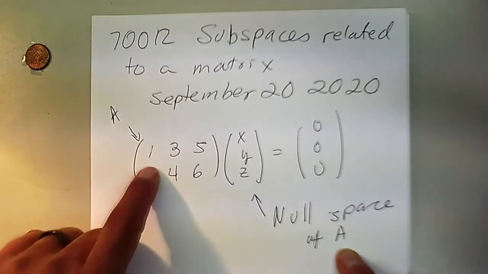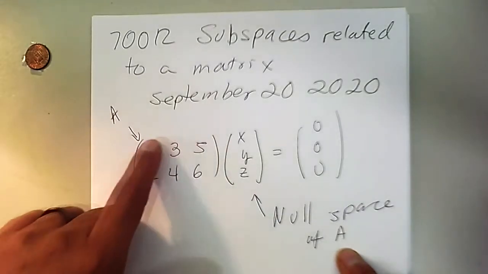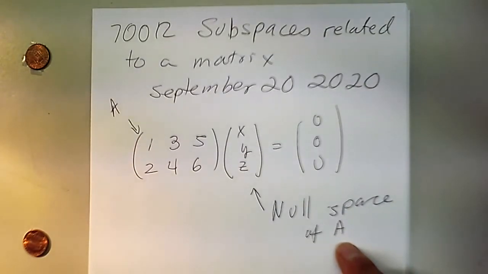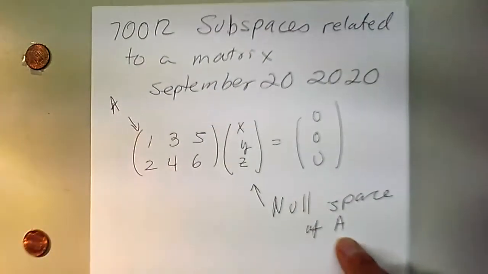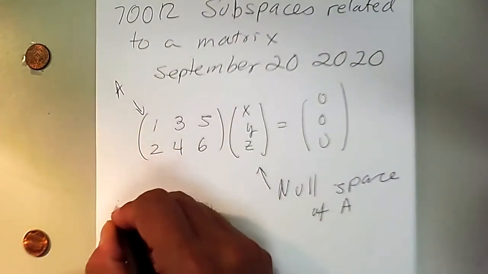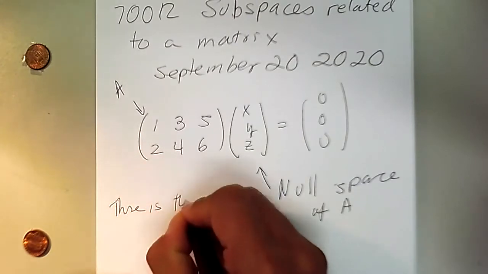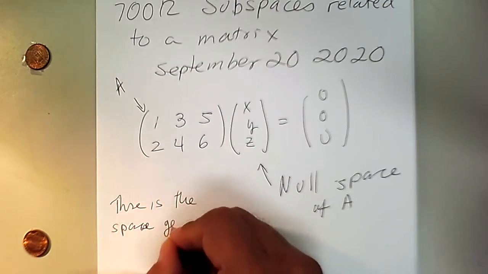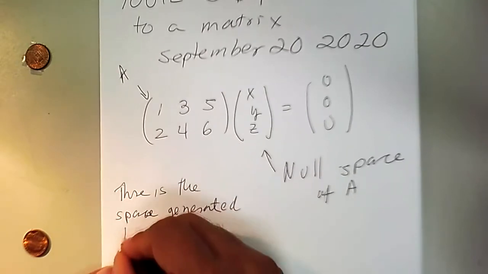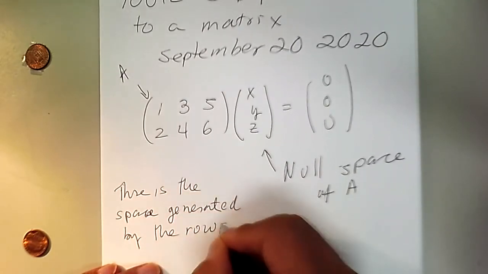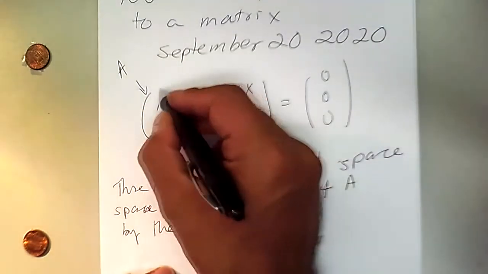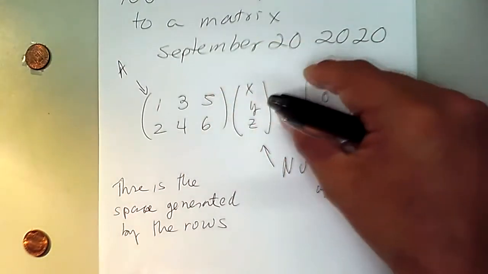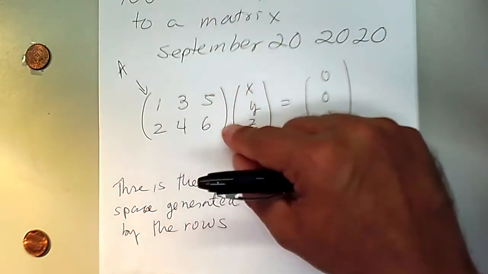There's also the space generated by the rows. I'm going to label that as the range of A. So then there is the space generated by the rows. I'm not going to give it a name actually right now. So if you look at those two, all the linear combinations of those two are going to create a subspace, a proper subspace of R3.